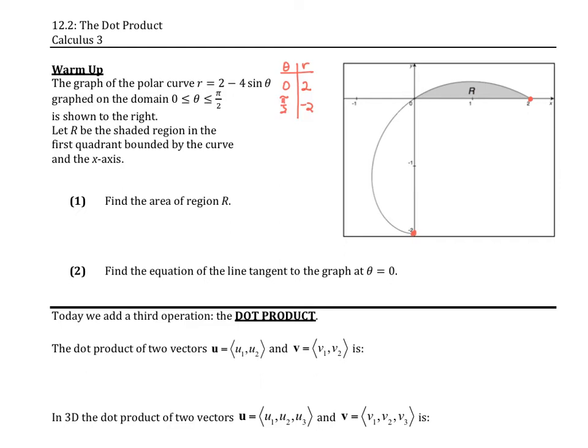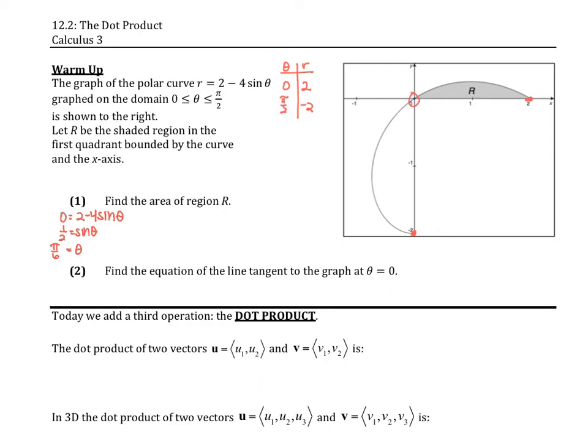So then I need to figure out my bounds of integration. I know my lowest bound is going to be 0. Then I need to figure out what is going to give me this point. So I am going to set 0 equal to 2 minus 4 sine of theta, and solve. So we get 1/2 equals the sine of theta, and then theta equals pi over 6.